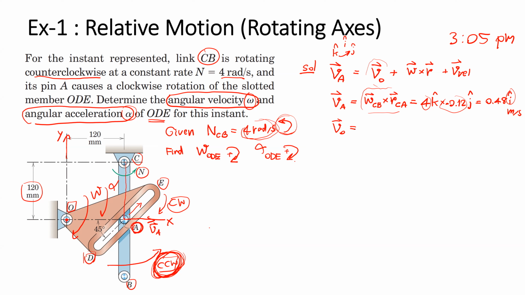Point O doesn't move. Velocity 0. How about omega cross R? Omega for this one, omega cross R, is omega of the frame XY. The frame XY is attached to the part ODE. Omega is omega of the part ODE.